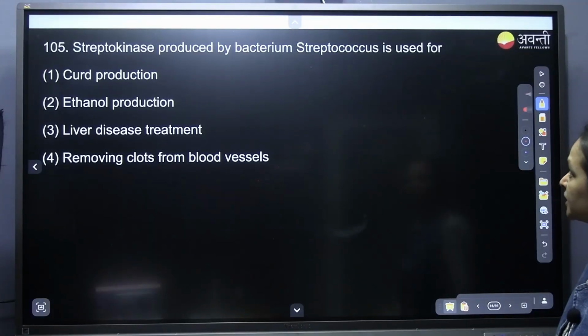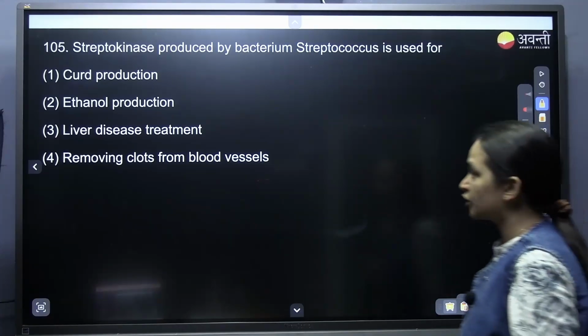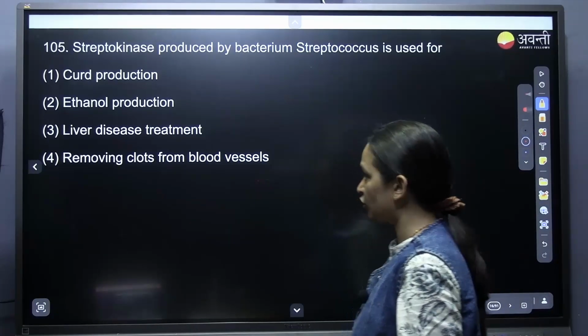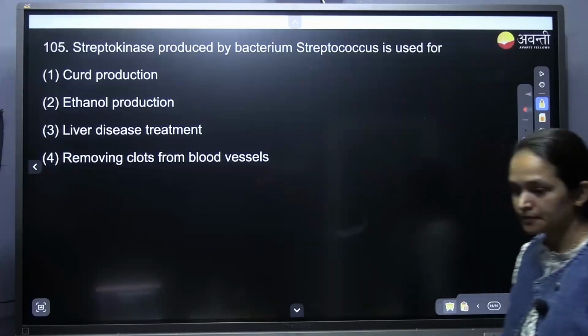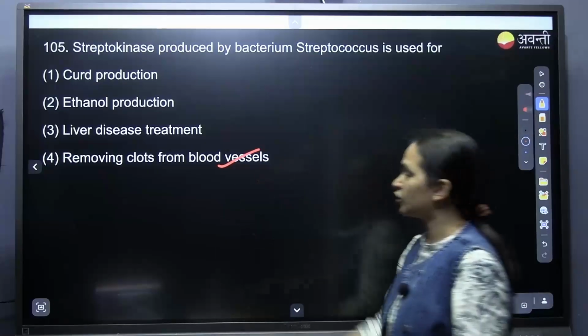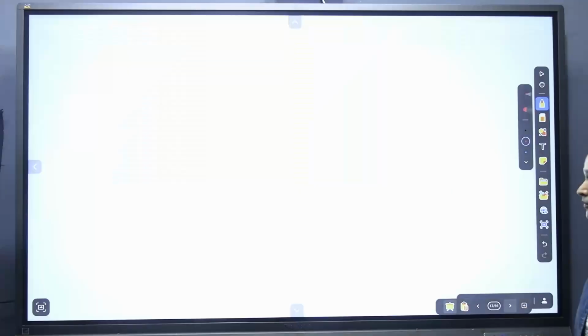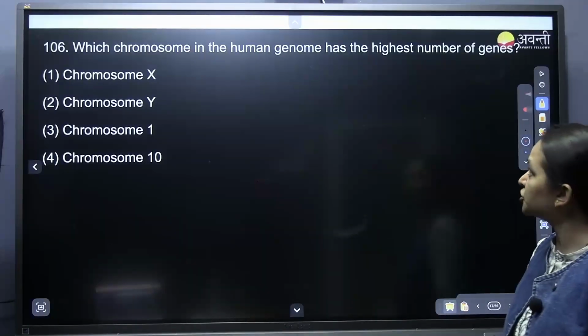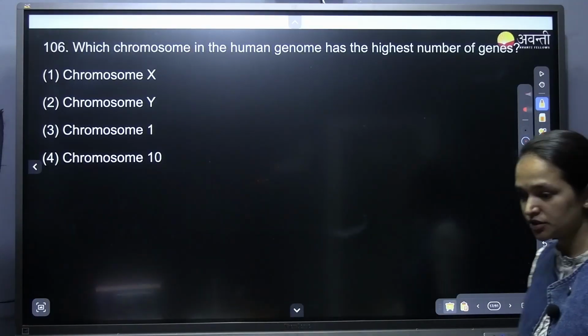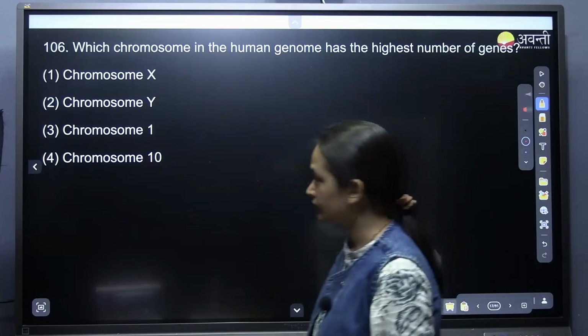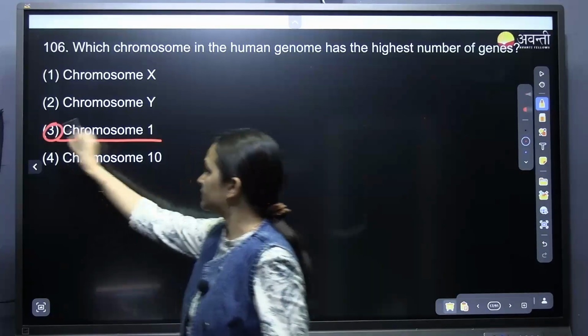Streptokinase produced by the bacterium Streptococcus is used for removing clots from blood vessels. Which chromosome in the human genome has the highest number of genes? Chromosome 1. C is the correct answer.